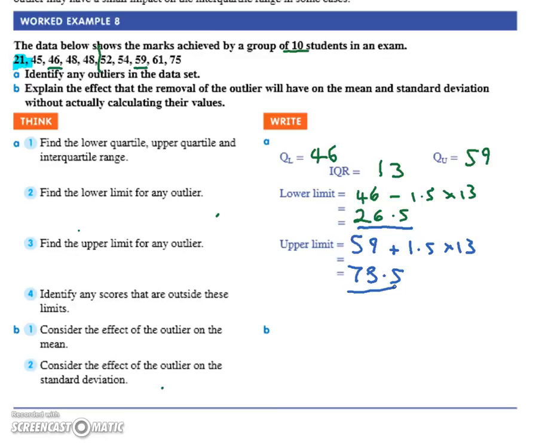All right, so now we have to explain the effect. We've still got one part of this question to go. We've got to explain the effect that the removal of the outlier would have on the mean and the standard deviation without actually calculating their value.